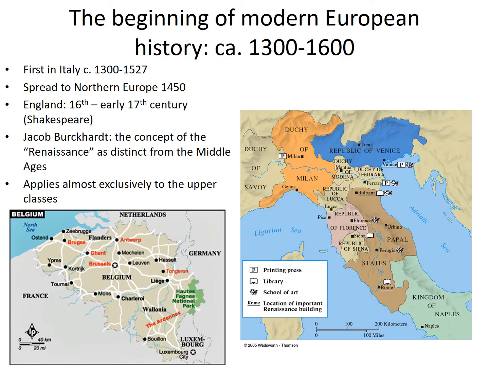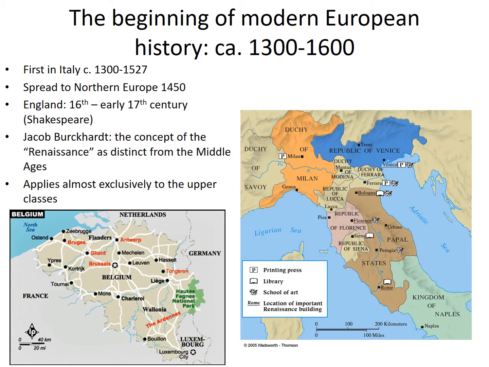This is the beginning of modern Europe, especially when we look at the years between 1300 and 1600, when we talk about Renaissance Italy. The Renaissance happened in Italy first. We know it started in the 1300s, goes until we say 1527 with the sack of Rome. It will spread to Northern Europe by 1450 as we have the rise of the printing press, with a little bit of a different flavor to it than the Italian Renaissance.